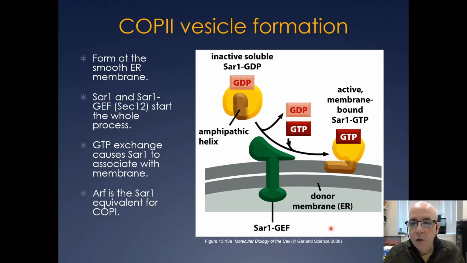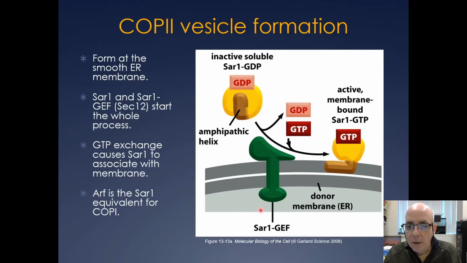Okay, so COP2 vesicles bud off the endoplasmic reticulum and they select cargo. The way it starts is you have a small G protein called SAR1. And SAR1 is normally in the cytoplasm in a GDP-bound form. It has this amphipathic alpha helix that's in this conformation when it's in its GDP-bound form.